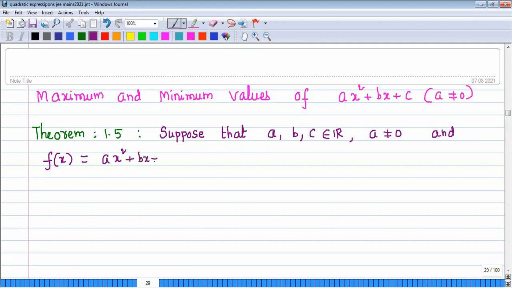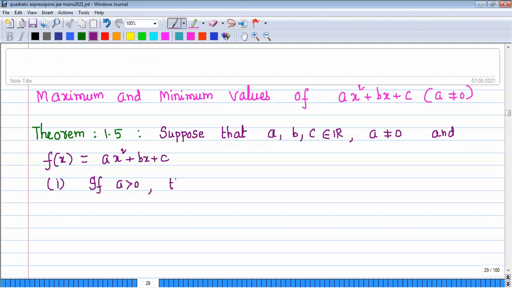This is a quadratic function or quadratic polynomial. In that first case, if a greater than 0, accordingly the sign of the coefficient of x square is very important. The coefficient of x square plays a vital role to discuss the signs of a quadratic expression as well as to find out maximum and minimum values of a quadratic expression. Here a greater than 0 means the coefficient of x square is positive.